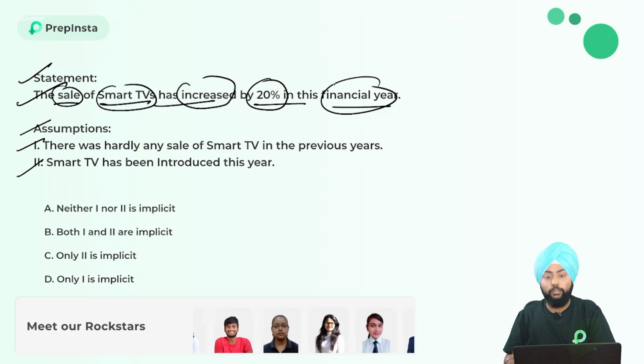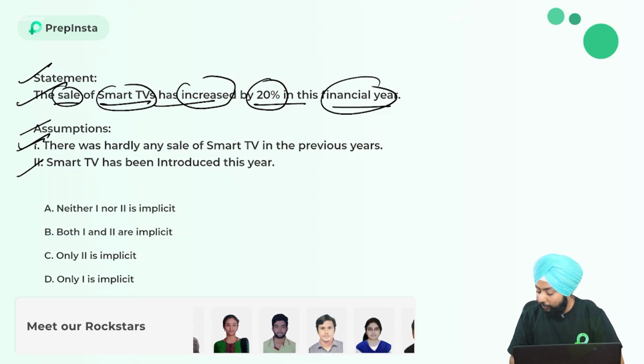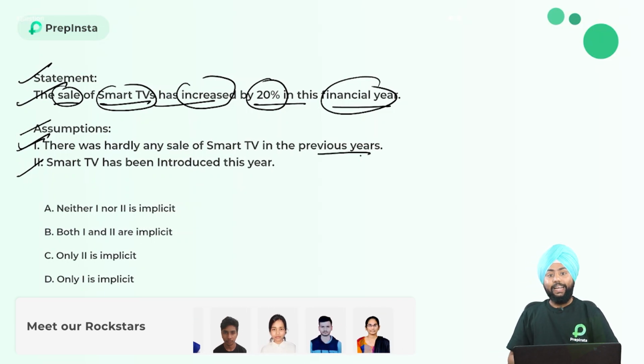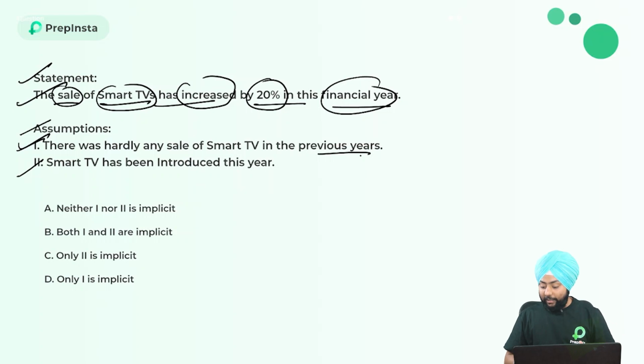And let's come to the assumptions now. The first assumption is there was hardly any sale of smart TV in the previous year. Can I assume the sale was not there in the previous year, and that's why the sale increased by 20% this year? I cannot assume this because my statement does not let me. Though the sale increased this year, this doesn't mean that the sale was not there the previous year. So I cannot take this assumption on my own.